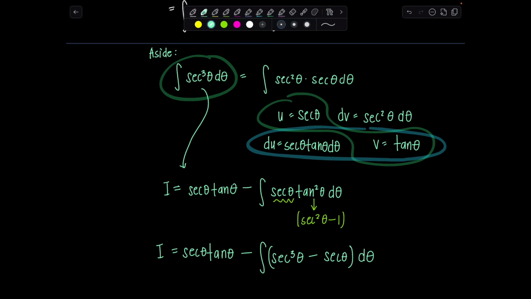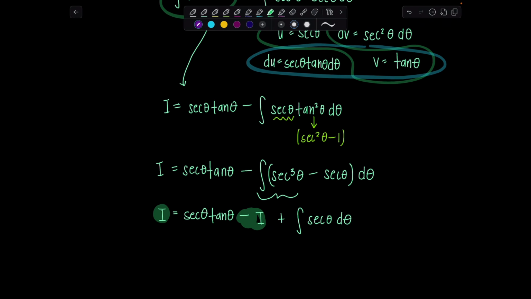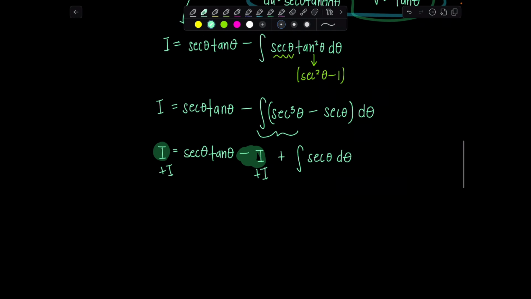And now my integral has come back. Do you see it? So I equals secant theta tan theta minus, here it is, that's I, plus integral secant theta d theta. Well, think of it like some variable quantity you're solving for. I need I by itself. So add it over to the other side. So add I. So now I have 2I equals secant theta tan theta plus, oh, we know this integral.